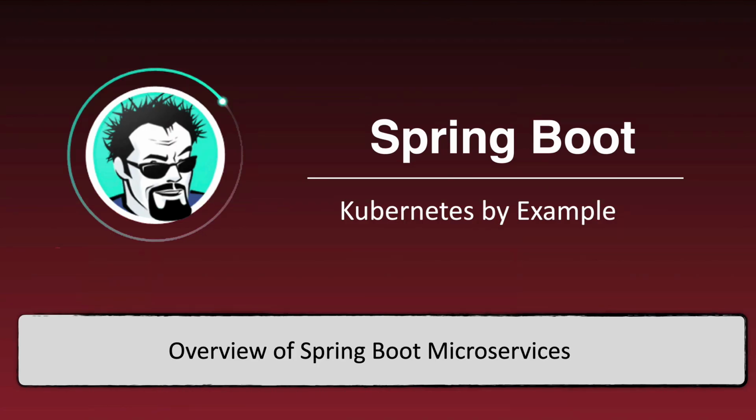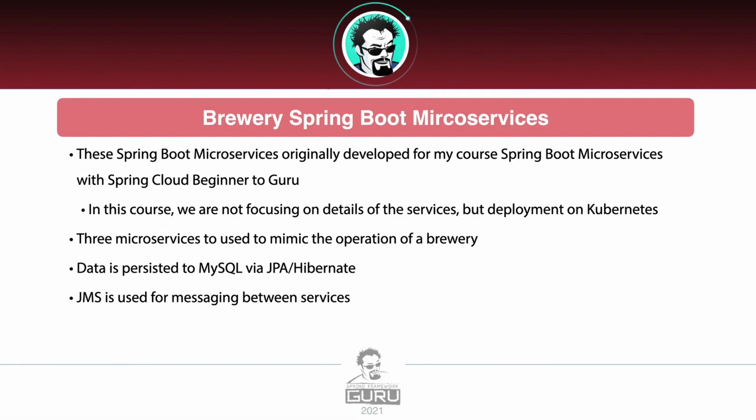Okay, in this video, we're going to be talking about an overview of the Spring Boot microservices that we are going to be using for our Kubernetes by example course. I have 3 Spring Boot microservices. I originally developed these for my course up on Udemy, Spring Boot Microservices with Spring Cloud for Beginner Guru. I know, kind of a mouthful for the course title there, but it does cover specifically the development of microservices using Spring Boot and also a number of features specifically of Spring Cloud.